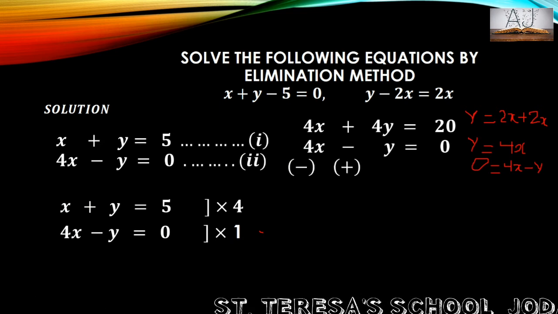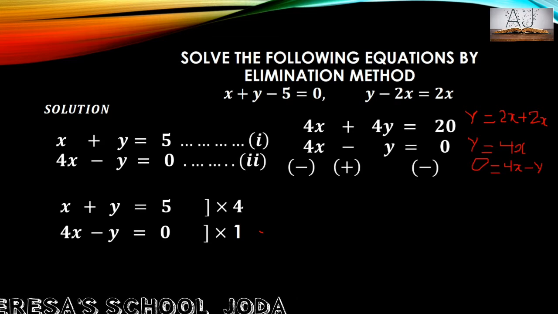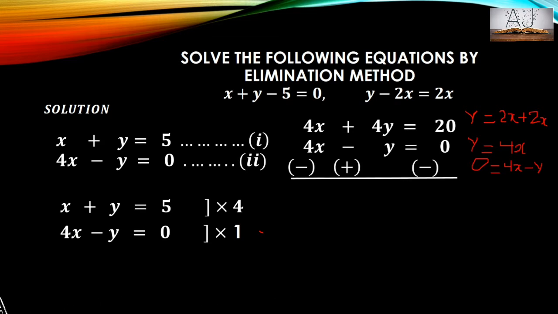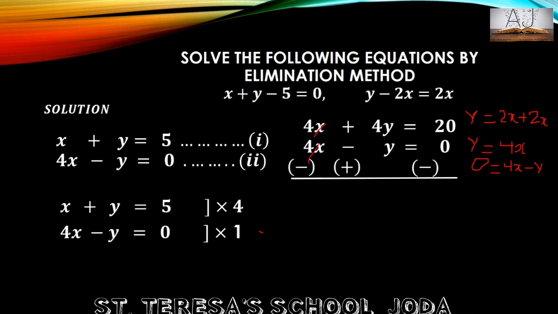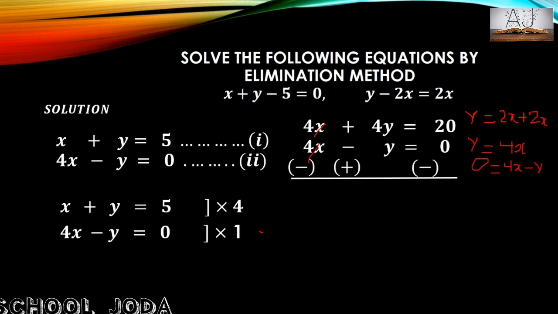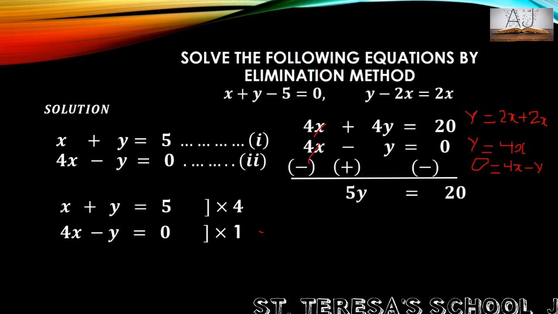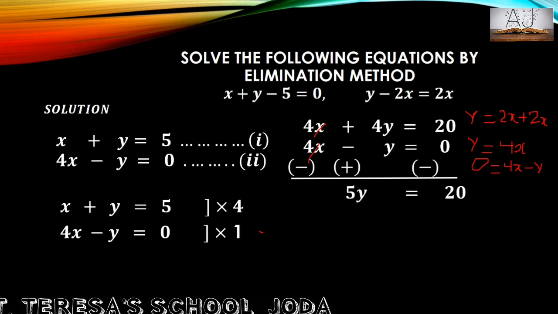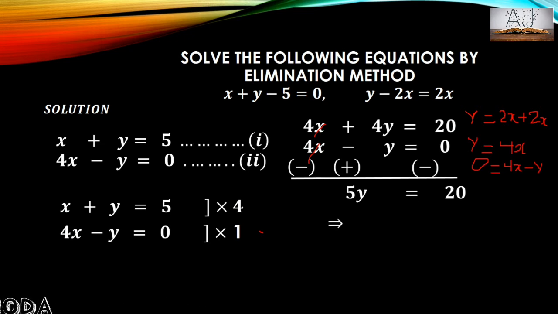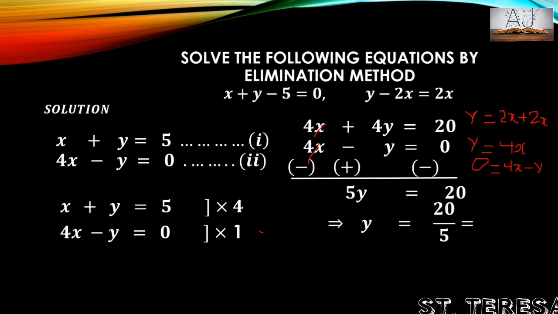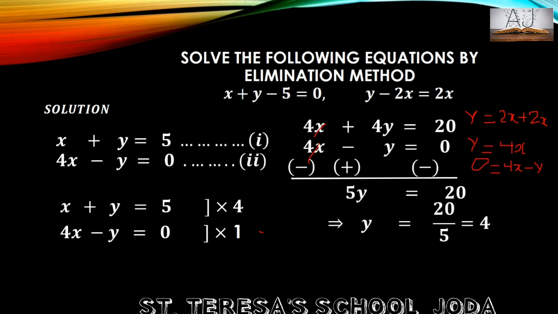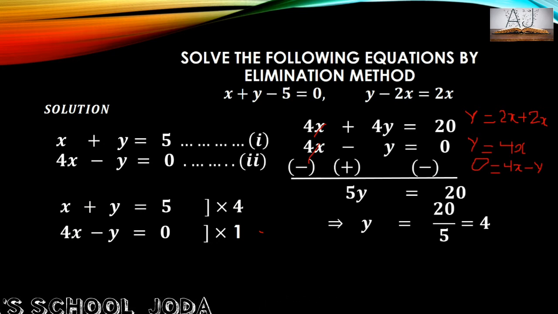Now 4x we cannot cancel, so we have to subtract, we have to change the signs. Plus becomes minus, minus becomes plus, plus becomes minus. Now subtraction: 4x minus 4x gets cancelled. Plus 4y plus y, now it's plus y, remember the sign is changed. So 5y is equal to 20 minus 0, that is 20. So y equal to 20 divided by 5, we get 4. So this is the solution. We have got the value of y.